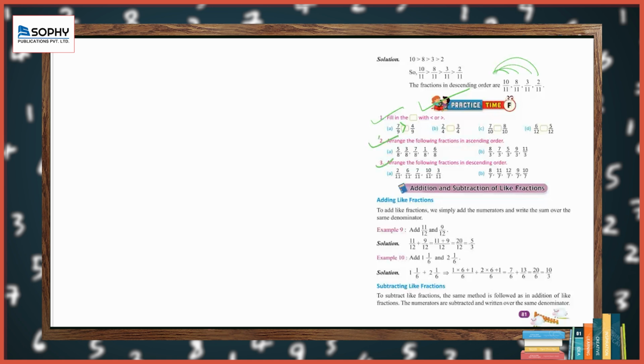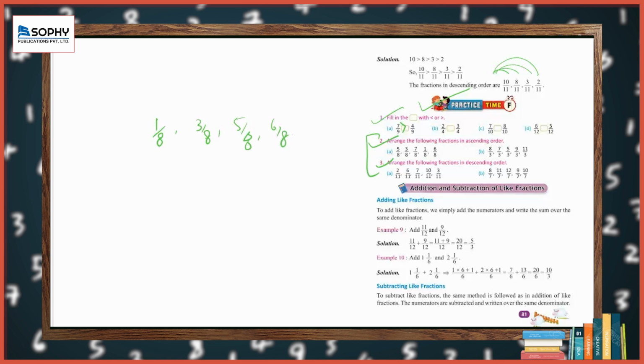In these two parts, we have to arrange them in the ascending and descending order. Let's look at the ascending one, students. So the greater the numerator is, the greater the fraction; the smaller the numerator, the smaller the fraction. So 1 by 8 is smaller. After that, very good, students, 3 by 8, then 5 by 8 and after that 6 by 8.